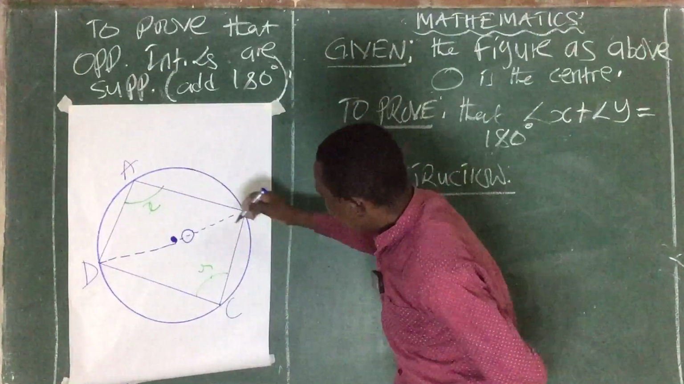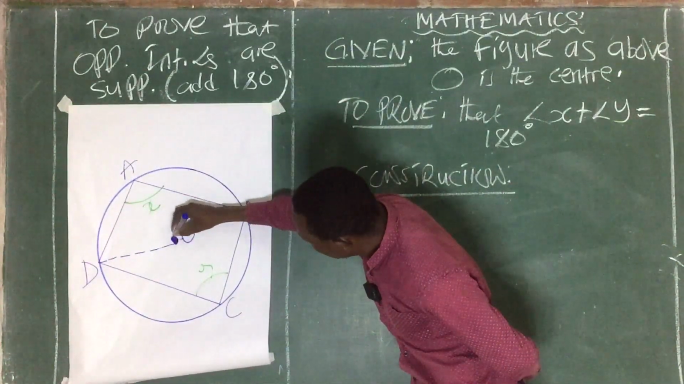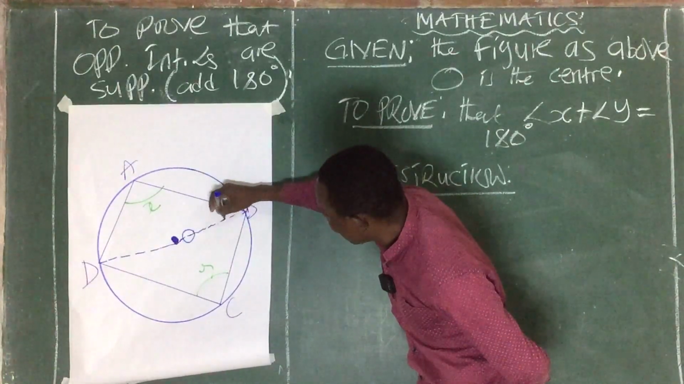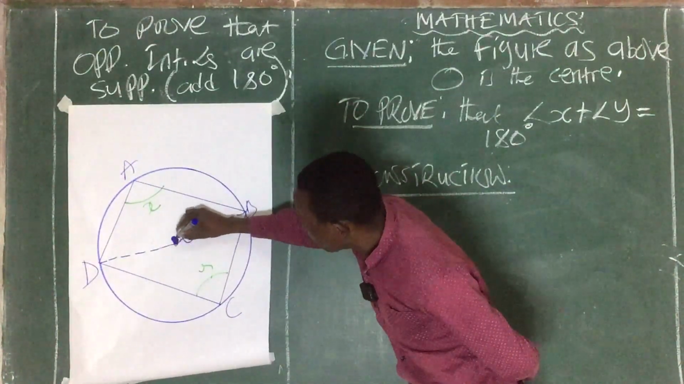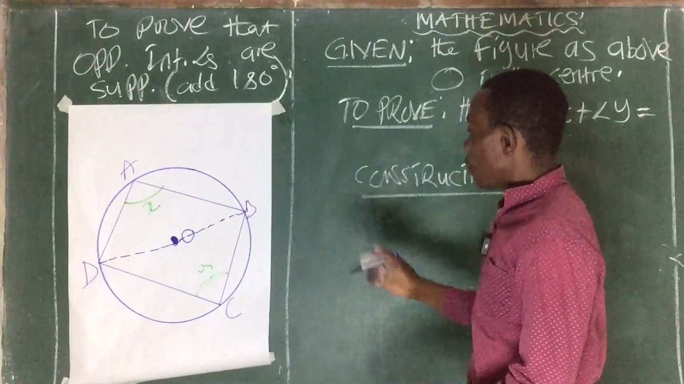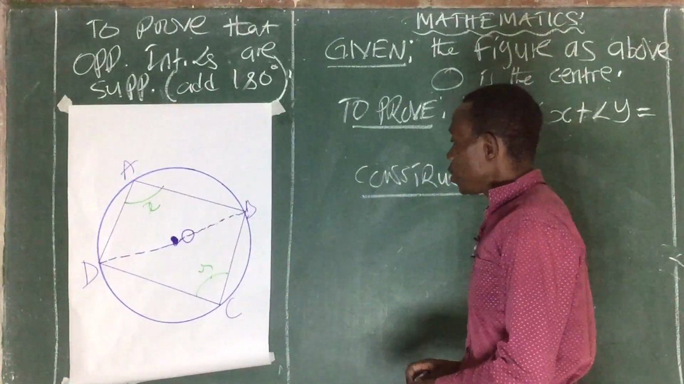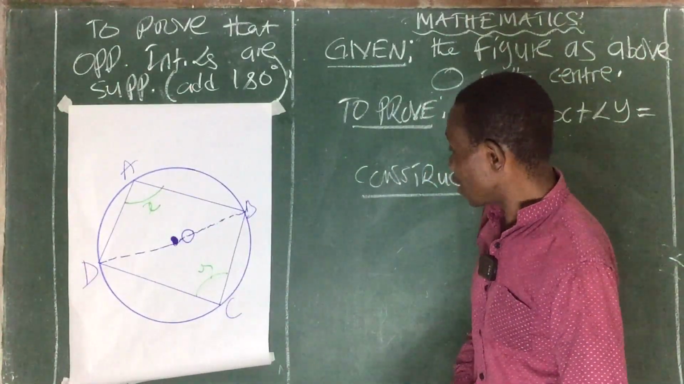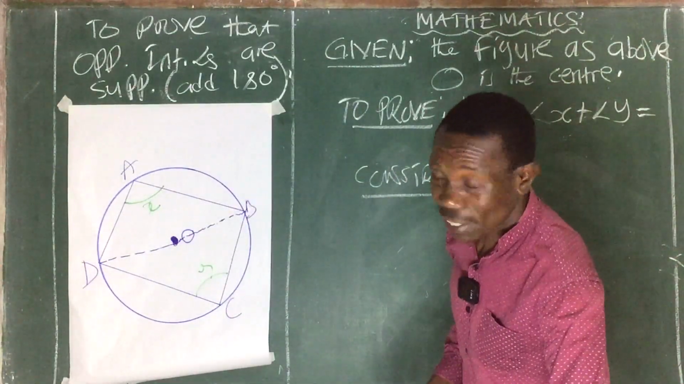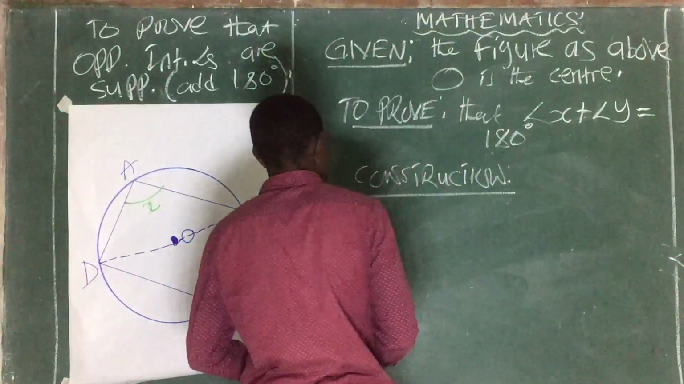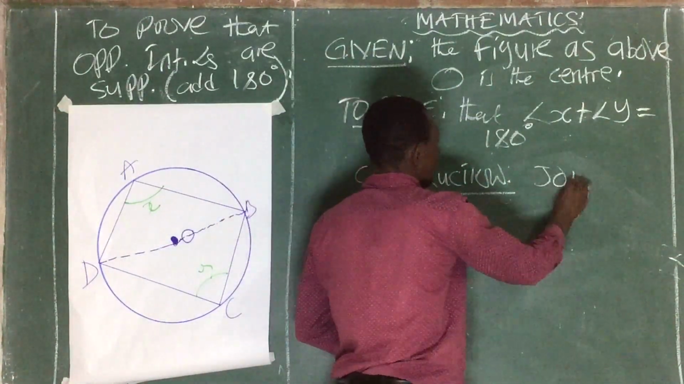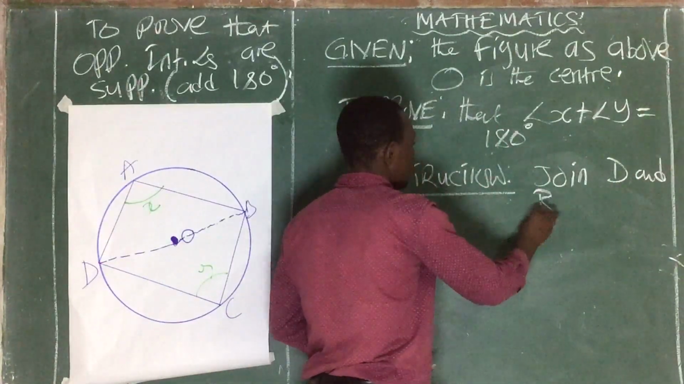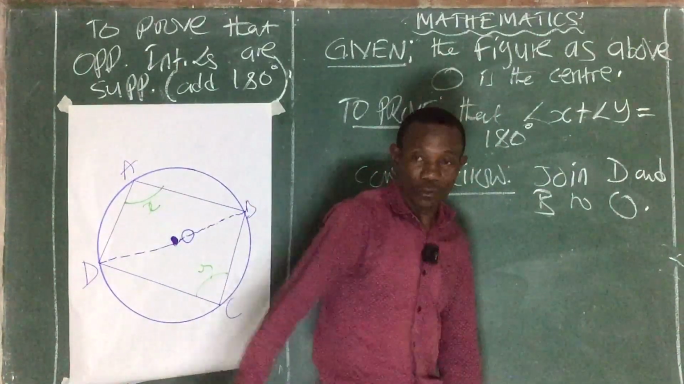So that's it, but you may join it with a straight line yourself. Here it's just a board, so we are brief, but still we can do that. I've joined D and B to O for a reason that you will see when we prove it. So first, allow me to write that. Here we'd say construction: join D and B to center O.